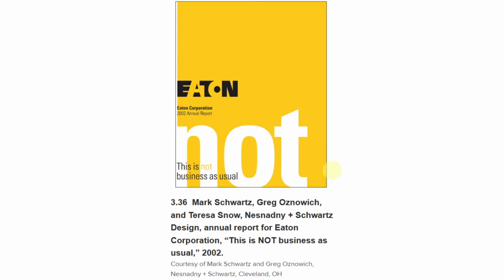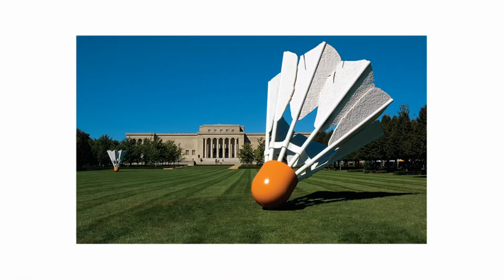Then the large white word is repeated in the final tagline, saying this is not business as usual. So this shows how the use of scale and proportion works together effectively to create emphasis. In this work, Shuttlecock by Claes Oldenburg shows the artist's clever use of scale.